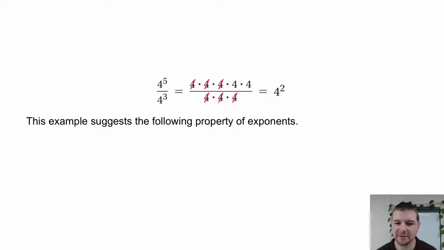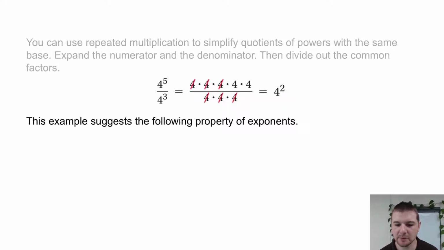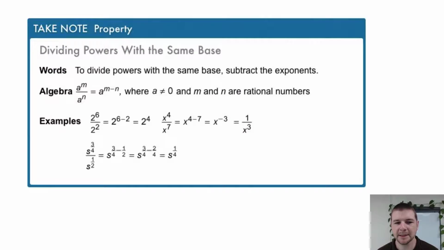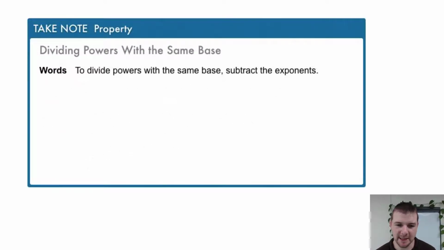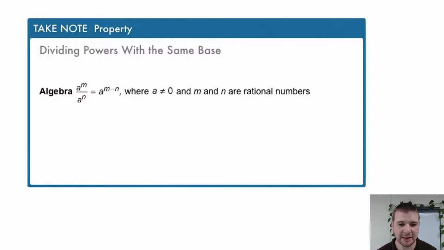This example suggests the following property of exponents. Dividing powers with the same base. In words, we can state, to divide powers with the same base, subtract the exponents. Algebraically, this can be represented a to the m power over a to the n power equals a to the m minus n power, where a, of course, is non-zero, and m and n are rational numbers.